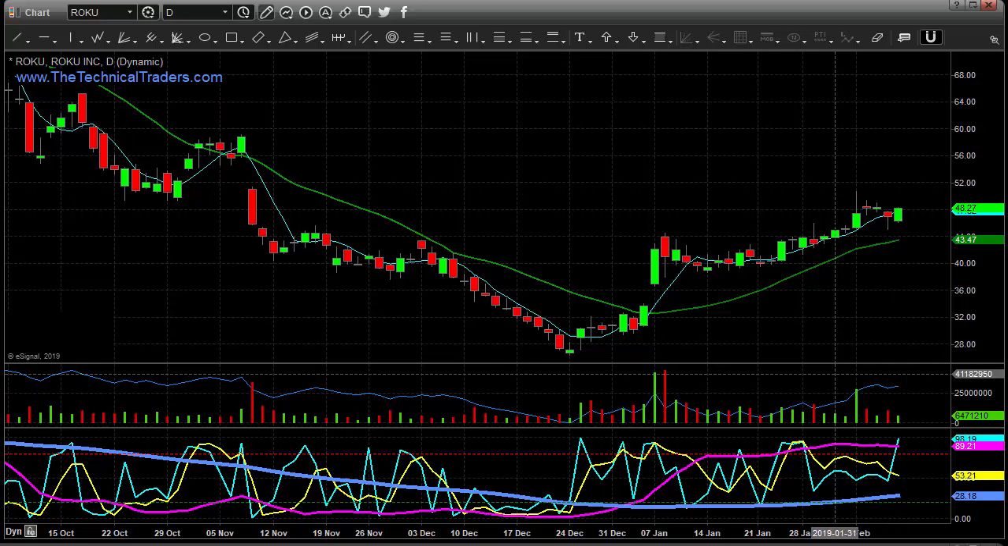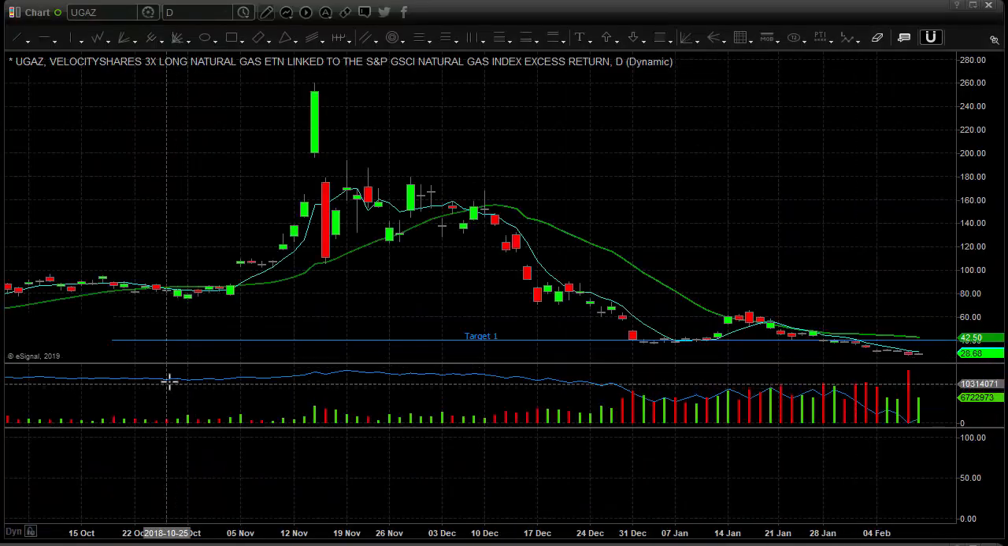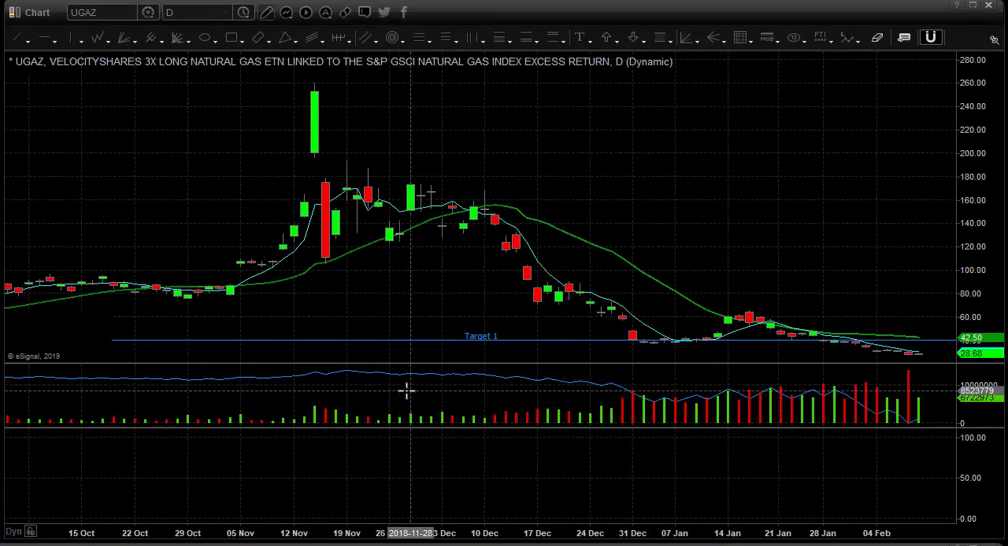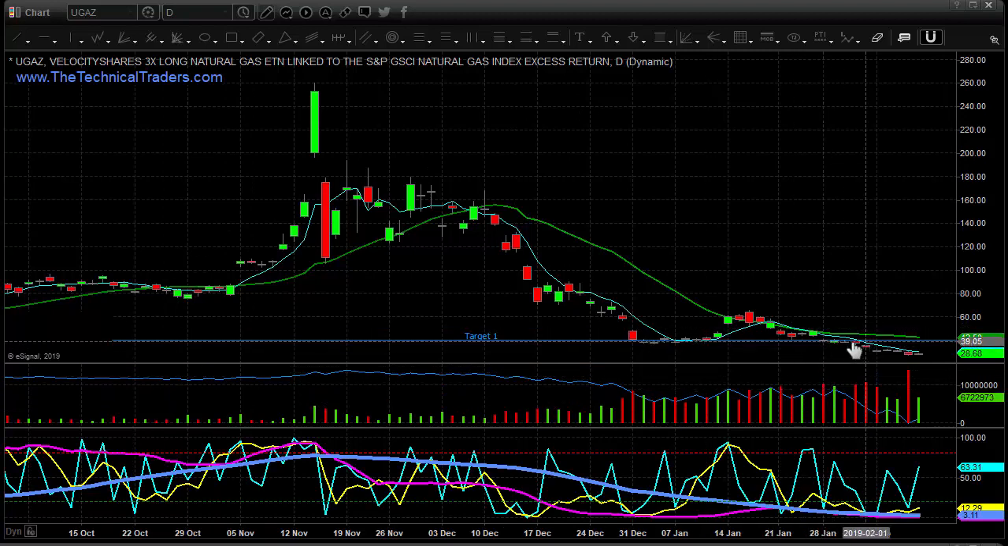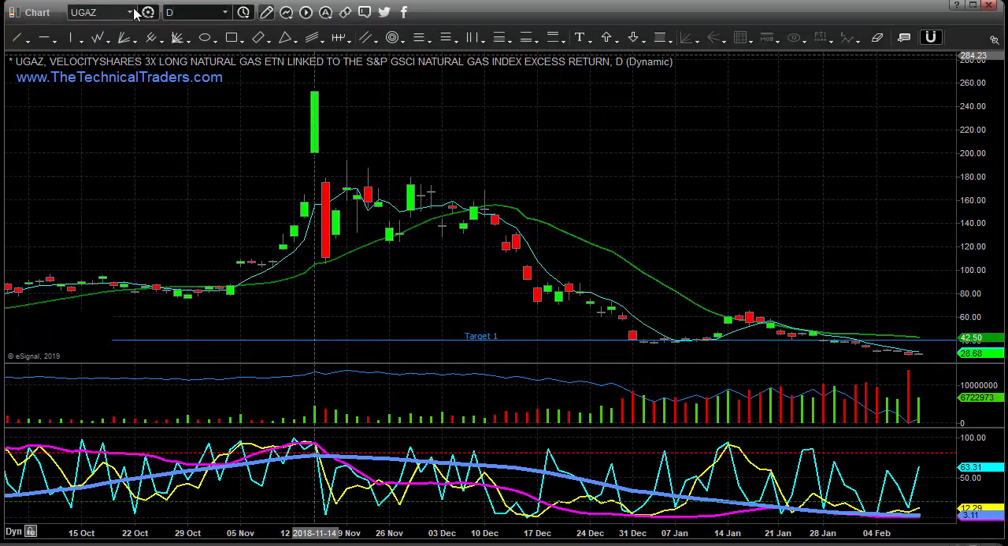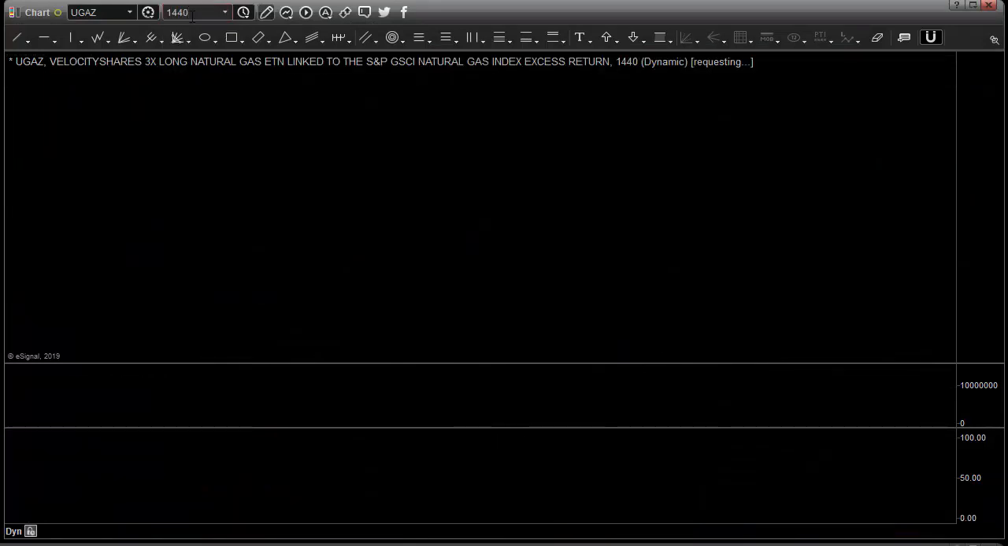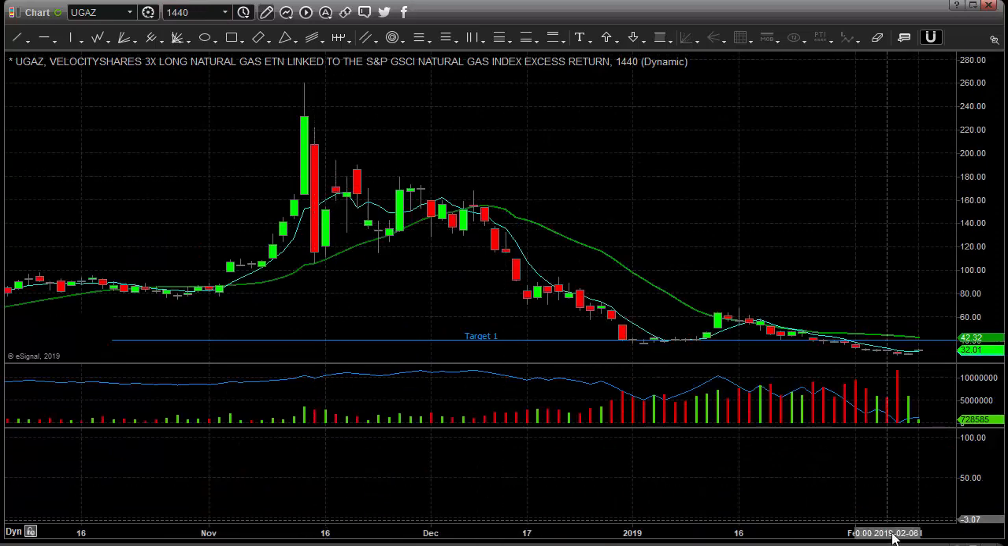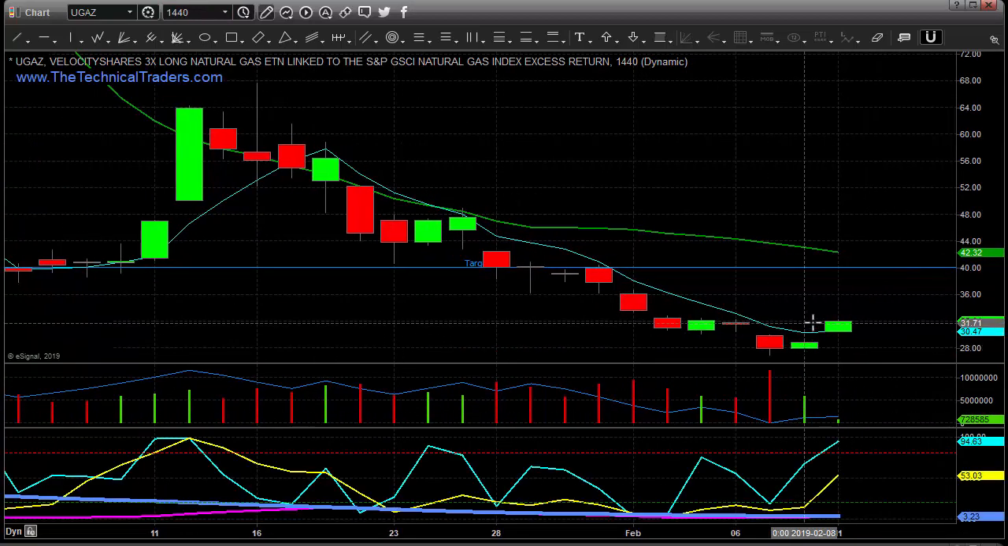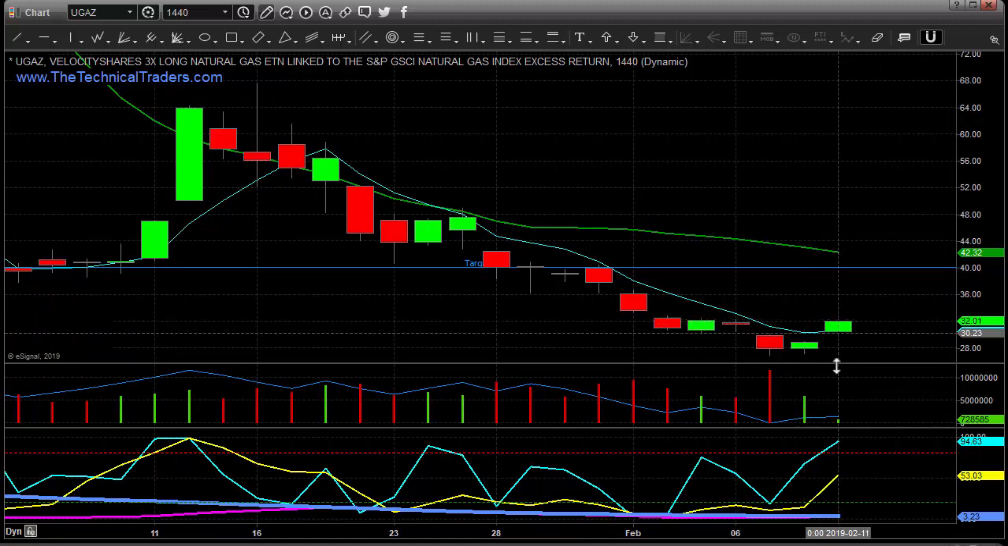Looking over at UGAZ, you guys are trading up this morning. It's up about, you can't see it on this chart. If I go to the 1440 minute, which is about a day, you'll be able to see the pre-market. This is like the daily chart. For you guys, it's popped up. It's around 32 dollars a share, just over 32. It's up about 18% this morning.